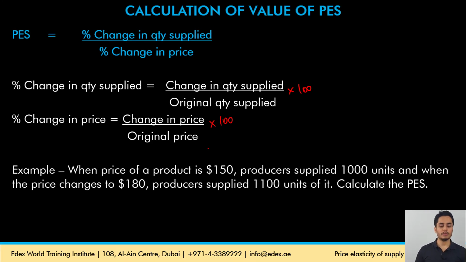We have an example here. The price of the product was 150, and at that price the producer supplied 1000 units of the product. The price changed to 180 and the producer supplied 1100 units of that product. Calculate the value of PES.